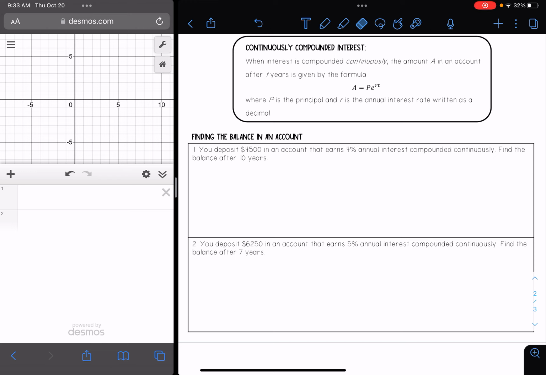When it's compounded continuously, the amount A in an account after t years is given by the formula A equals P e raised to the rt, where P is the principal and r is the annual interest rate written as a decimal, just like we talked about before. We get that because if we let the number of compounding periods approach positive infinity, that leads to this e, based on the definition of e that we talked about in that first video.